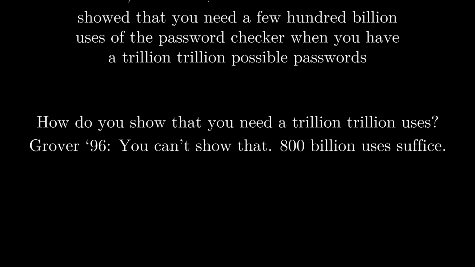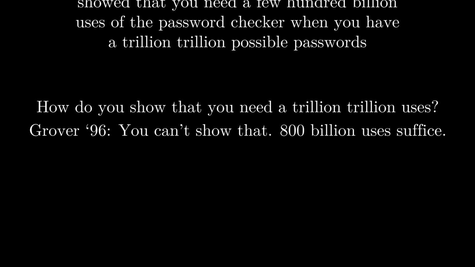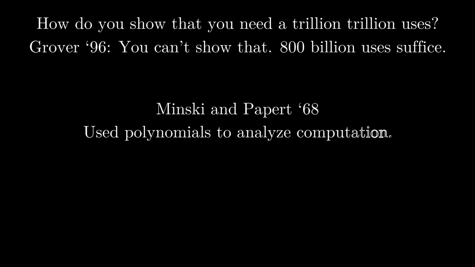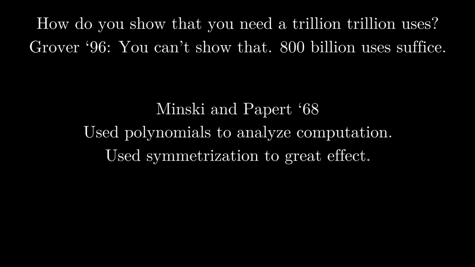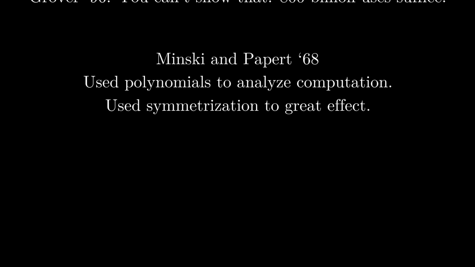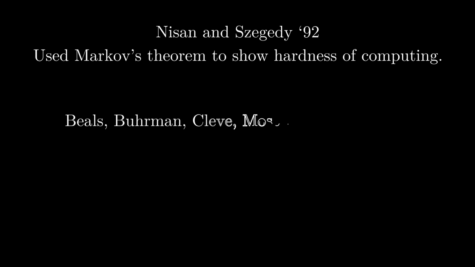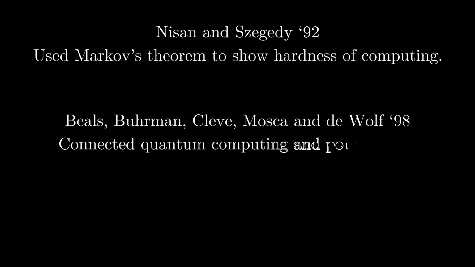The relation between probabilistic computing and polynomials was made by Minsky and Papert back in 1968, and they used symmetrization to great effect. The use of Markov's theorem to translate a limit on polynomials to a limit on computers was made by Nisan and Szegedy in 1992. The relation between quantum computing and polynomials was made by Beals, Buhrman, Cleve, Mosca, and de Wolf in 1998. And that connection, along with the use of Markov's theorem, is exactly what we presented in this series.